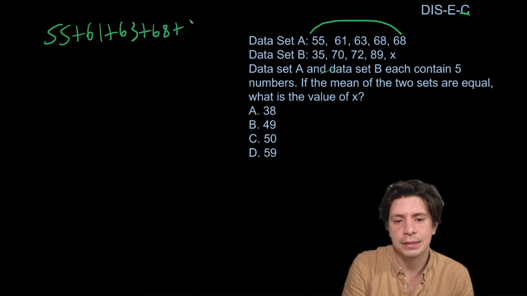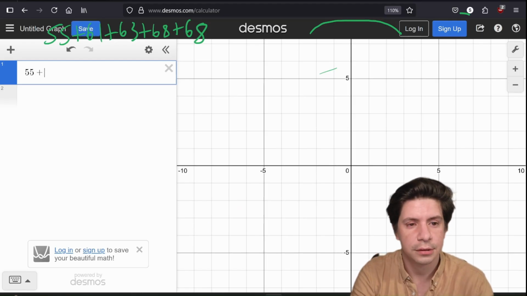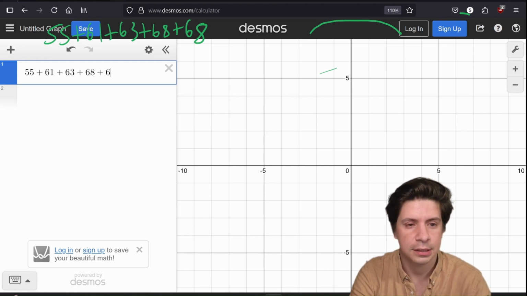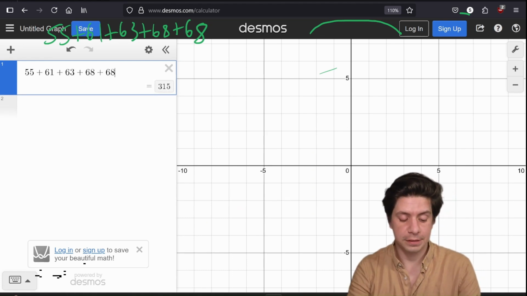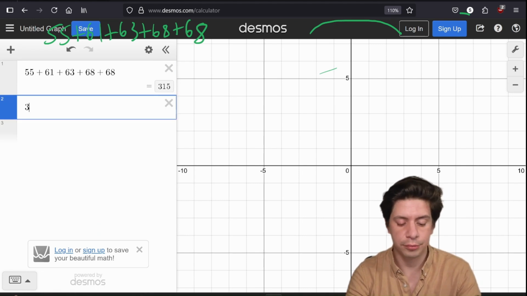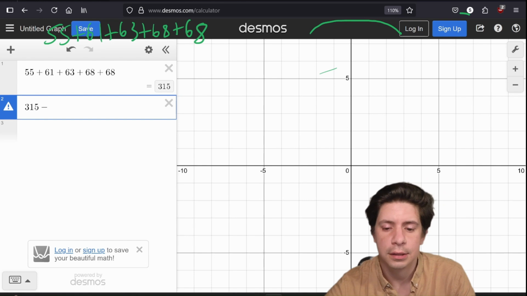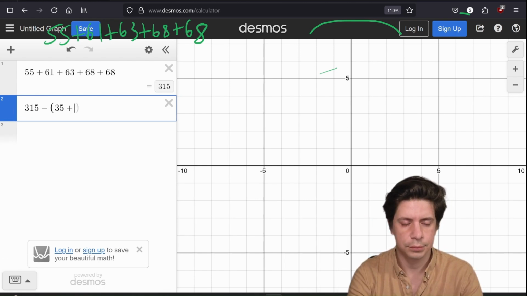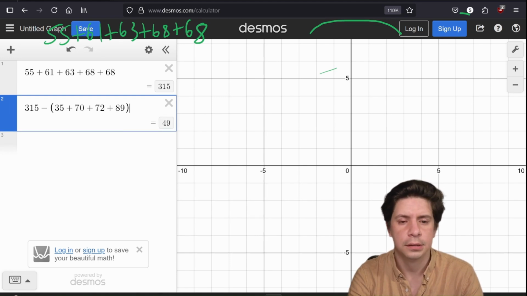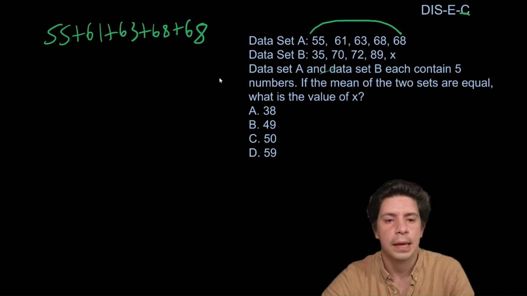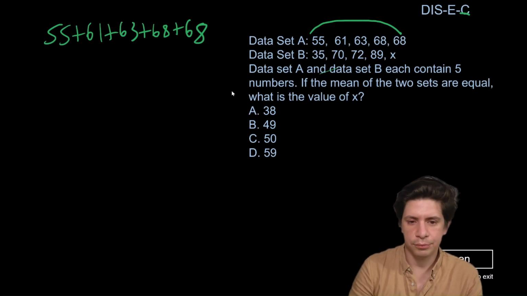You can put that into Desmos. We'll do it here. So 55 plus 61 plus 63 plus 68 plus 68 is 315. Now let's subtract the other numbers. So we'll do 315 minus the other numbers, which are 35 plus 70 plus 72 plus 89. So we're left with 49 left over, so that should be what our X value is. And that would be B as in boy.